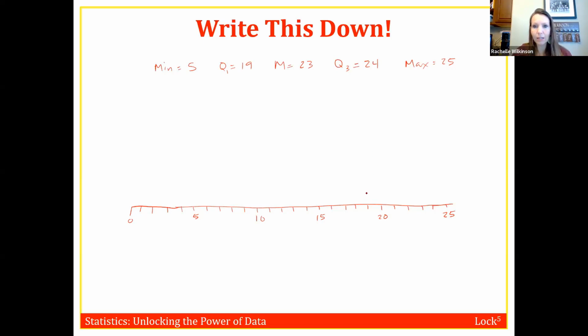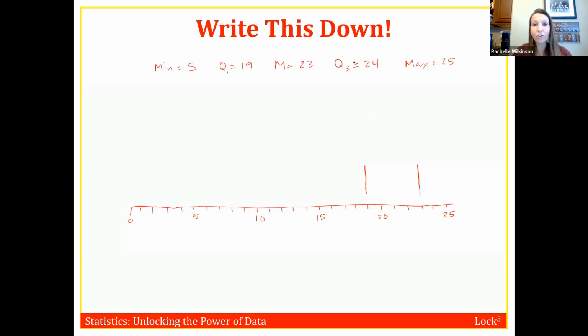So here's 19 on my axis. I'm going to draw a line. Okay, then I'm going to draw another line at 23 for the median. So 21, 22, 23. Here's 23. So I'm going to draw another line here.